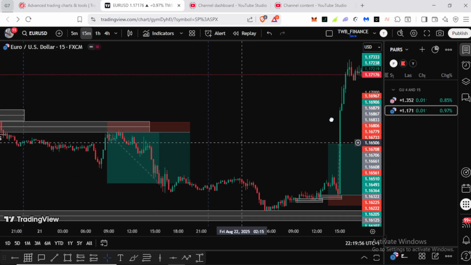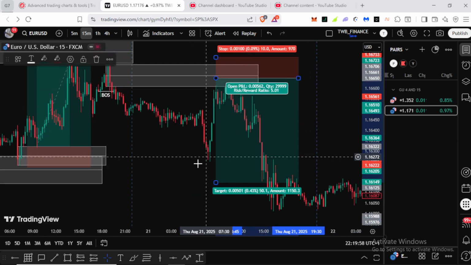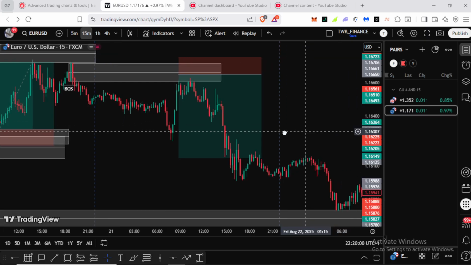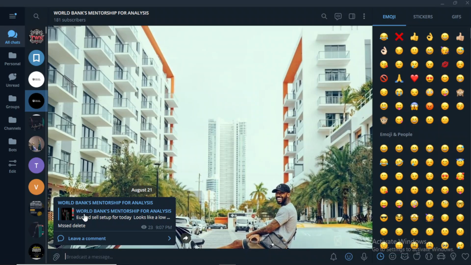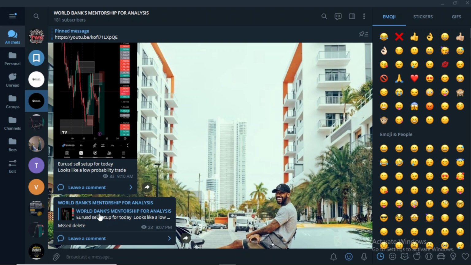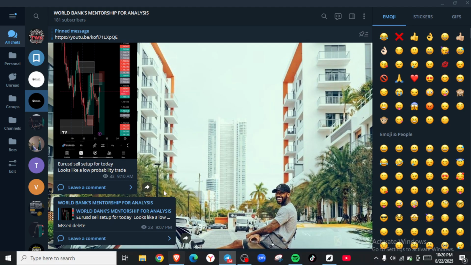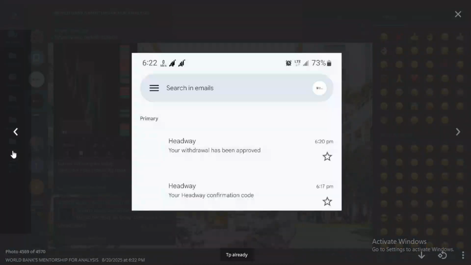So I missed the sell. I always send all these trades to my mentorship group. You can see, missed, delete, erase the sell for today. I said it looks like a low probability trade, so I'll go into that in a minute, and look at what happened. It played out well. So the other trades are here.